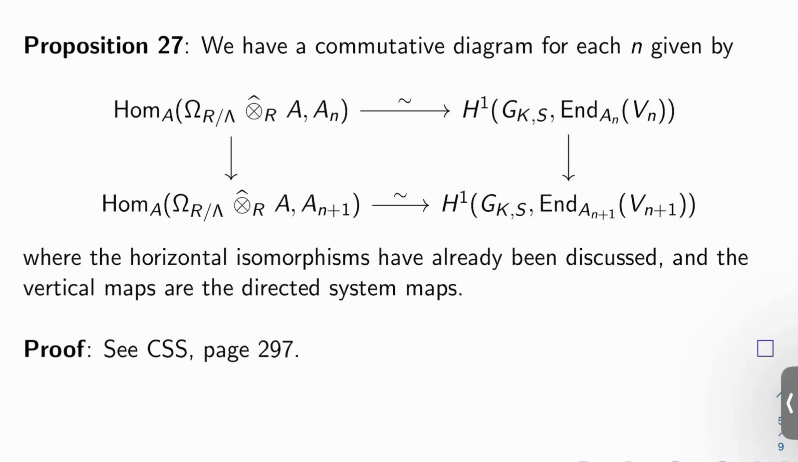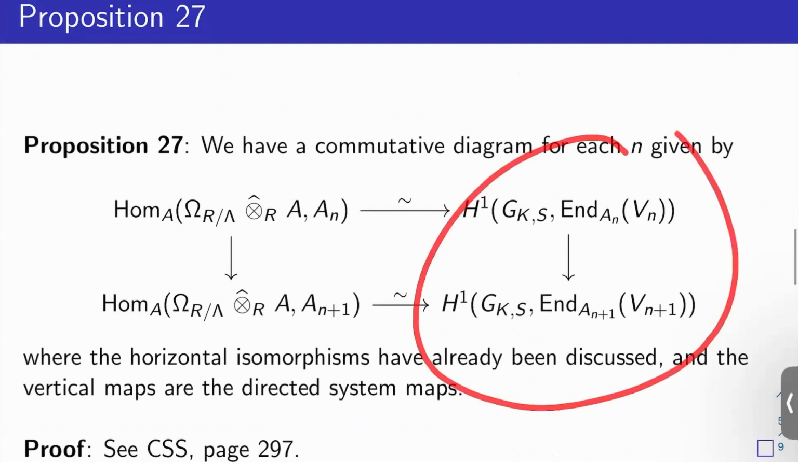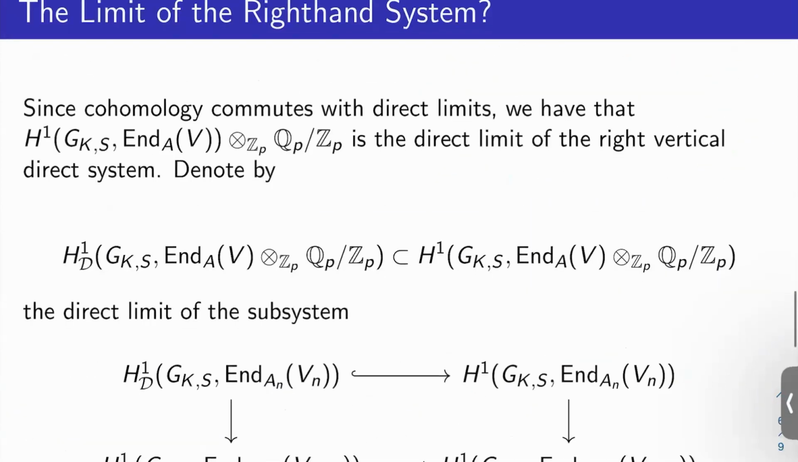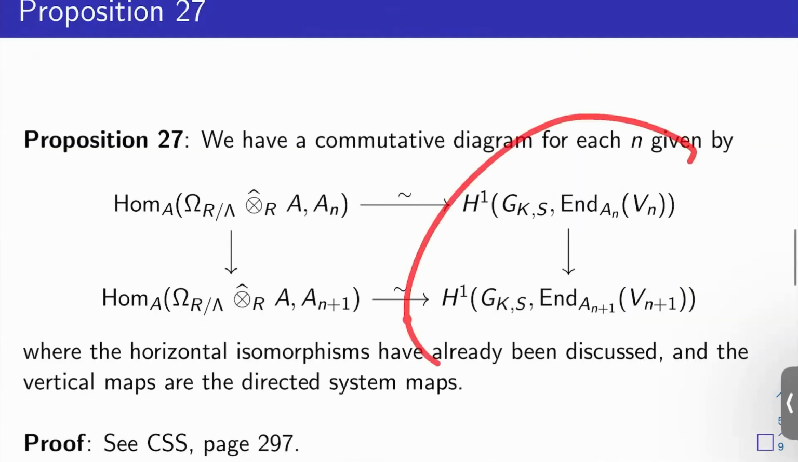So the proof of this is in CSS page 297. It's kind of just like, well, you can just do a brute force, but then there's also some tricks you can use to make it faster if you don't want to do a brute force. Okay, how about the limit of this right-hand system here of cohomology groups? Well, cohomology commutes with direct limits, right? So we have necessarily that H^1 of G_{K,S} with coefficients in ad_A V tensor product over Z_p of Q_p mod Z_p must be the direct limit of the right-hand vertical direct system. Okay, just by how this is set up.